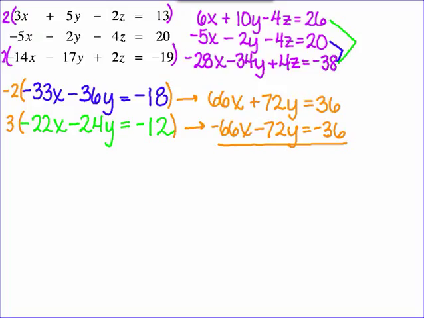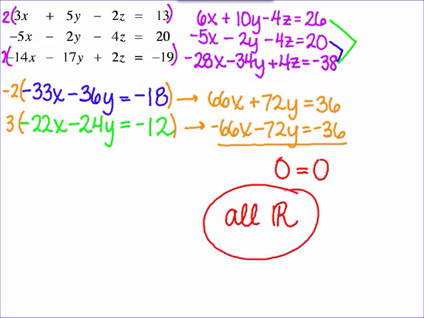Now, when you add them together, you get 0 equals 0. Now, this problem is different than the problem before, because that problem was 0 equals 90. This one is 0 equals 0. So do we remember what this is? All real numbers. Excellent. Nice job. All real numbers, because that is a true statement. 0 does, in fact, equal 0.